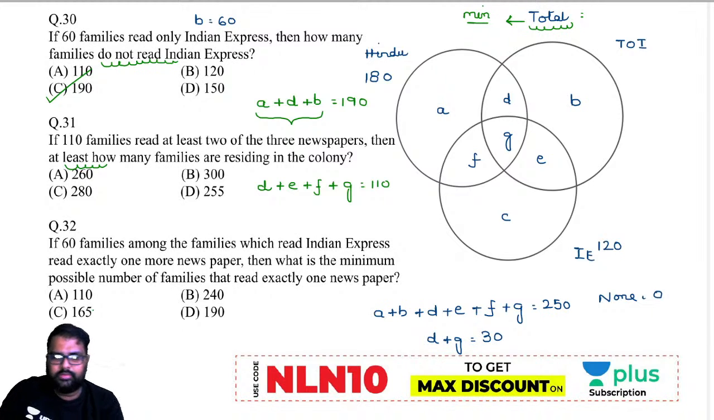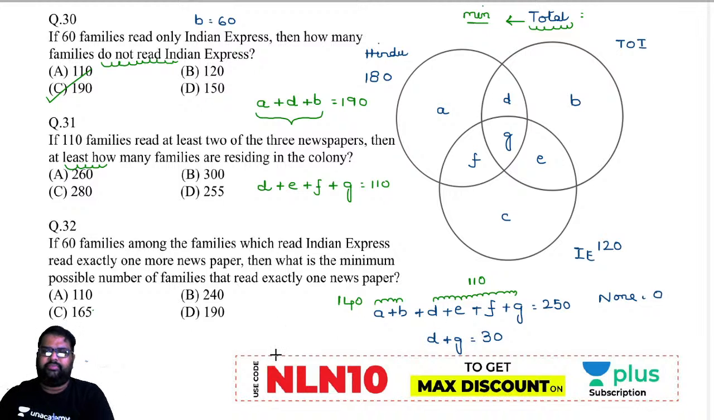Kawana, what is the answer? If 110 families read at least two of the three newspapers, I have given the data also, then we need the minimum total value. Now look here, D plus E plus F plus G value is given as 110. Now what is your A plus B value then? Is it 140? Yes. Am I right or wrong? Because this is already given in the question itself. Yes or no?